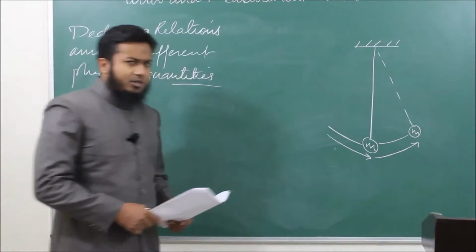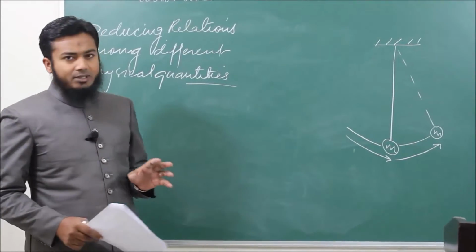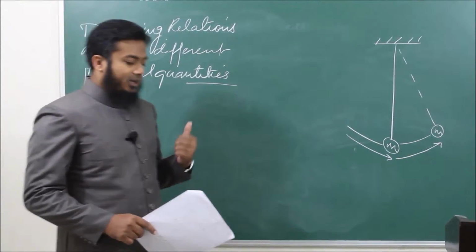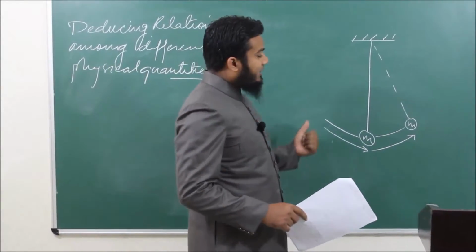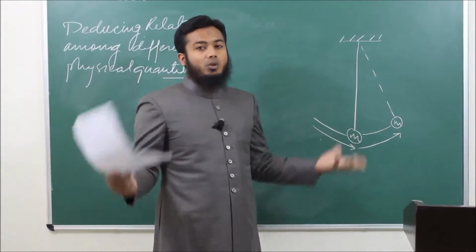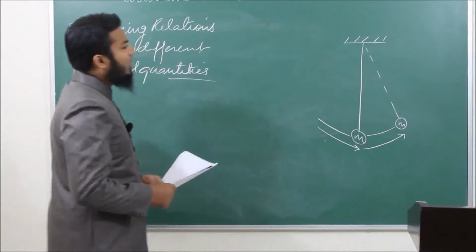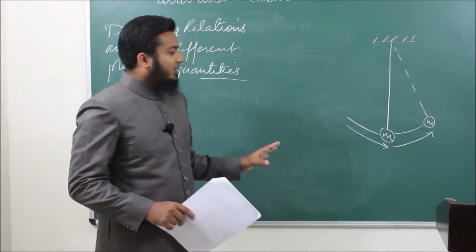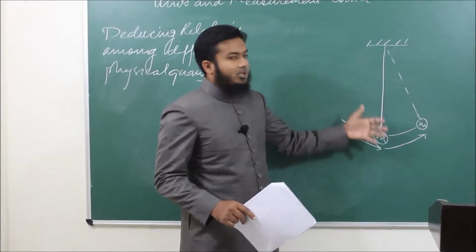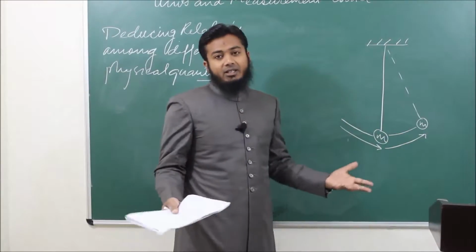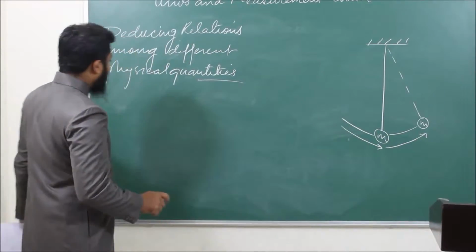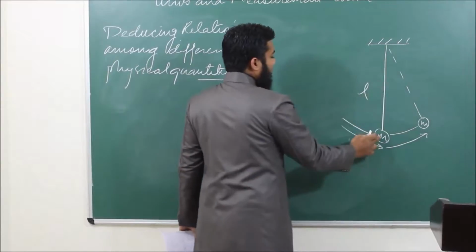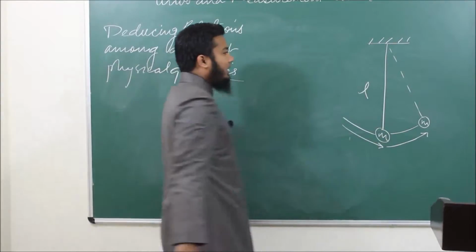So let's try to deduce a formula for this time period. Let's try to find what quantities the time period depends on. Okay, so we will start from a pure guess. We will guess the time period depends on certain quantities. We don't have any other information. So let's say this is the length, from this point to this point, the center of the bob, is the length of the pendulum.